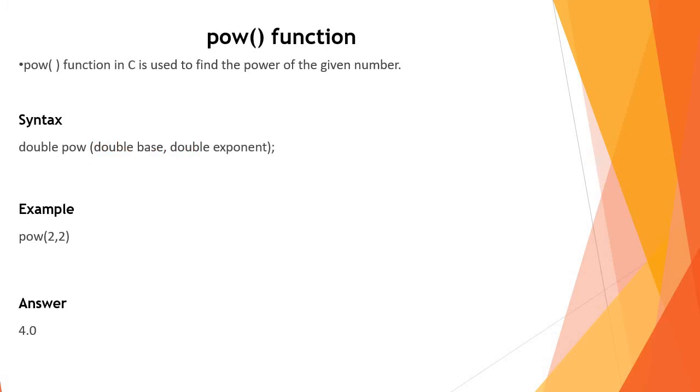Then the power function. The power function is used to find the power of a given number. The syntax is double pow. Inside the bracket we'll be having two arguments, one is the base and another one is the exponent. For example, if we have 2 power 3, then 2 will be the base and 3 will be the exponent. Here double is the return type, and we have two parameters in the pow function. Example, pow of 2 comma 2, that means the first 2 is the base value and the second 2 is the exponent value. So 2 power 2, automatically we will get the answer 4.